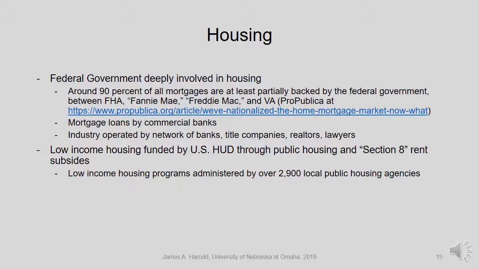But the administration of that program is through about 2,900 local housing agencies. There's about 3,000 counties in the United States, by the way. So there are housing agencies at the county level, at the city level. In Omaha, there's an Omaha Housing Authority. There's also a Douglas County Housing Authority. And so there are housing authorities that actually oversee these programs on behalf of the federal government, and local governments actually are involved in these housing authorities. So, for example, the city of Omaha appoints some board members of OHA.